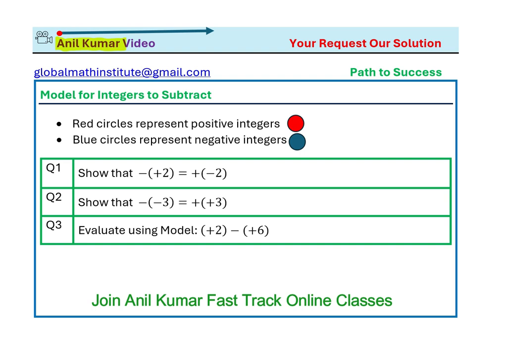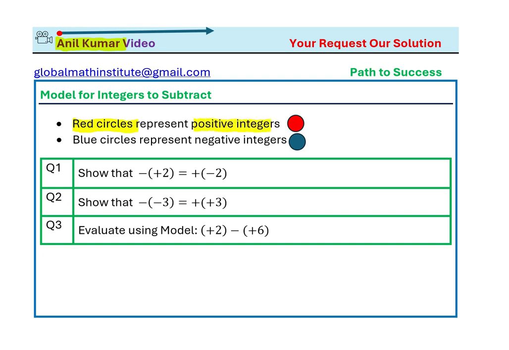In the model, we are going to use circles. The red circle will be treated as a positive integer and the blue circle will be treated as a negative integer. We also call them counters. So the red counter will be treated as positive and the blue one as negative. Let's begin with the very first one.